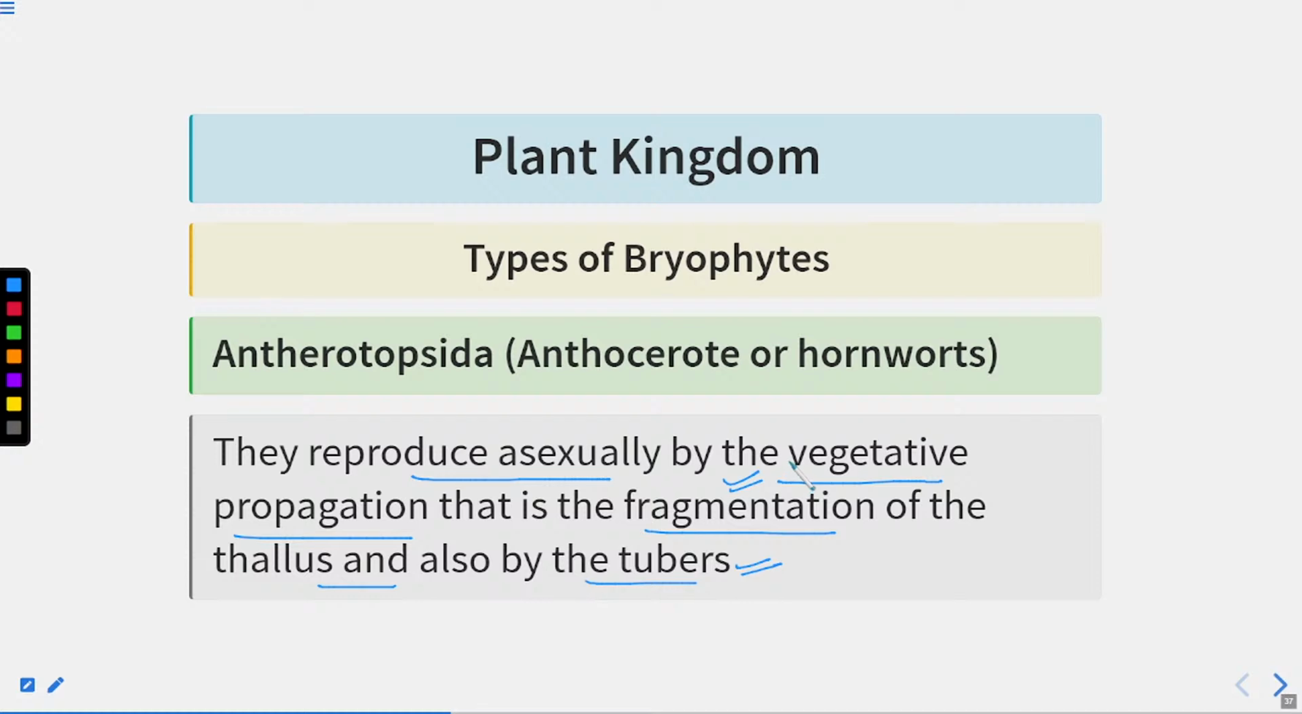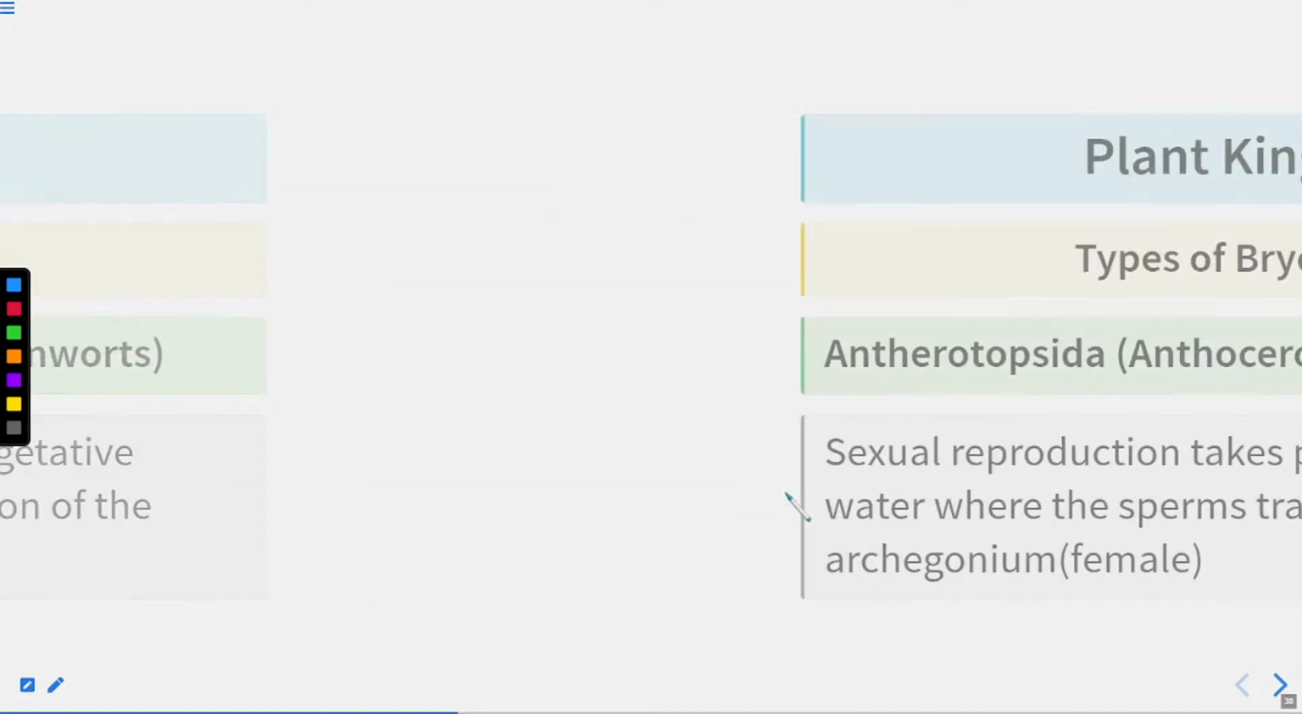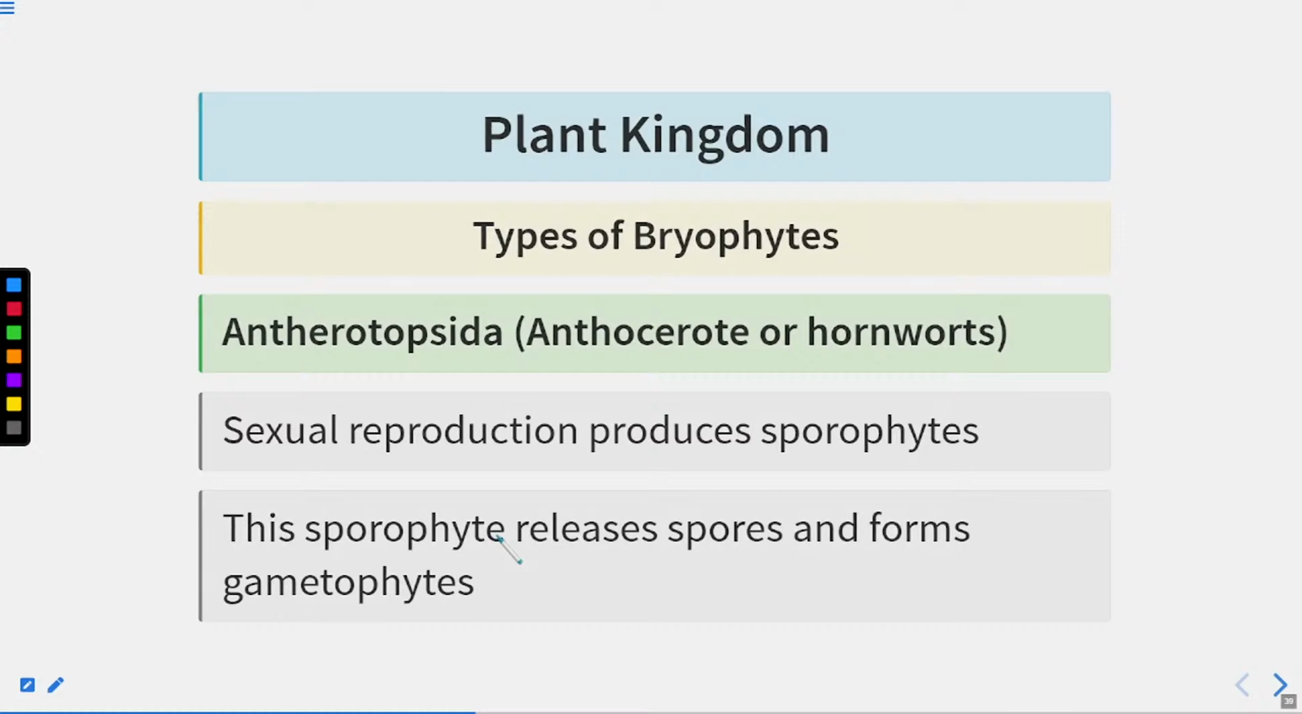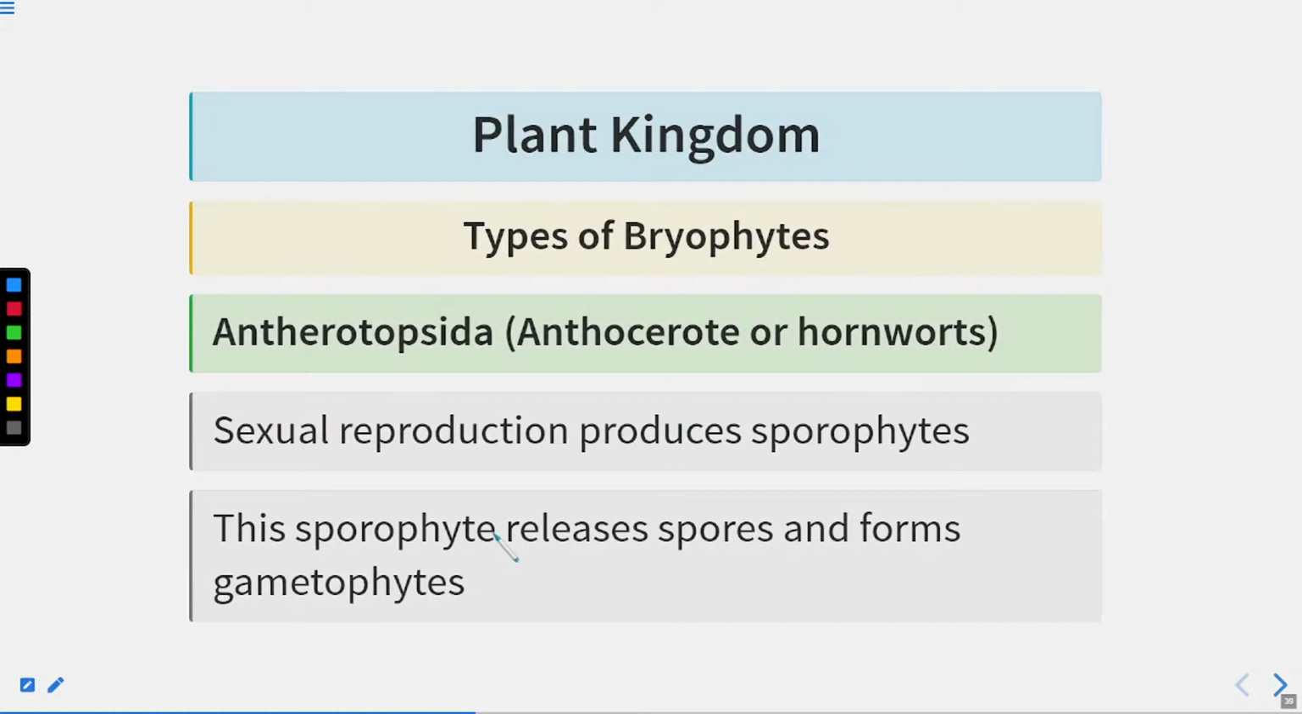In the same way, the Anthocerotopsida also have the fragmentation process. Sexual reproduction takes place in the presence of water, where the sperm travel across to the archegonium. So again, they require water, right? Antherozoids require water to swim and reach the archegonium, so that sexual reproduction takes place.